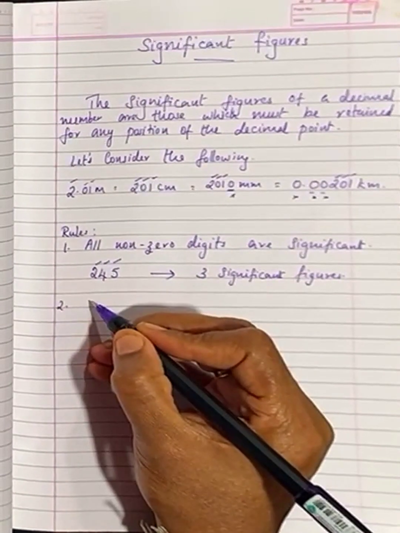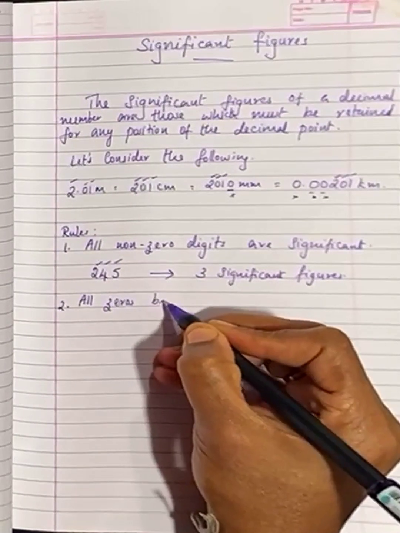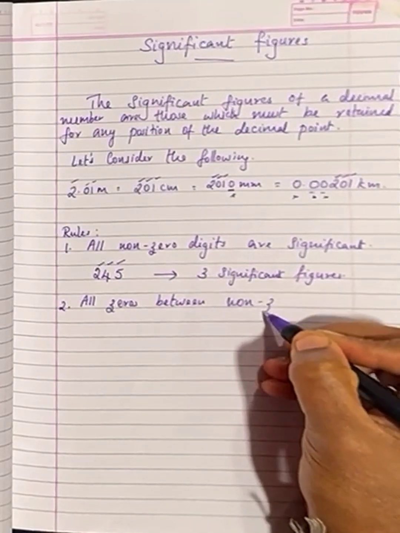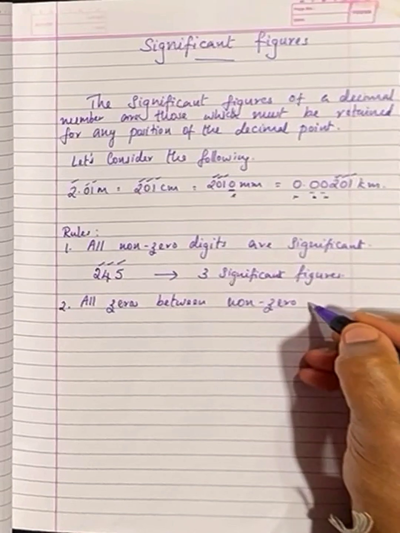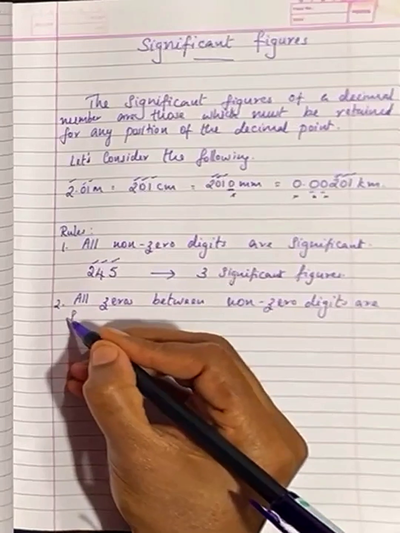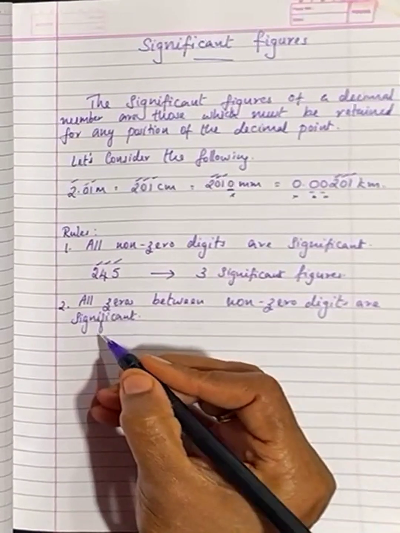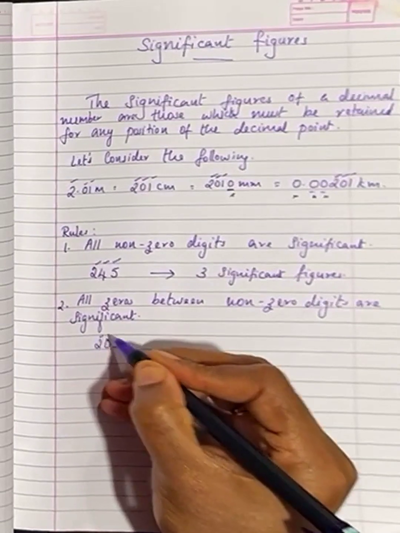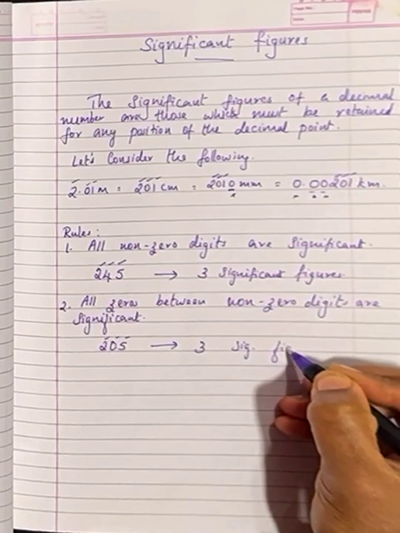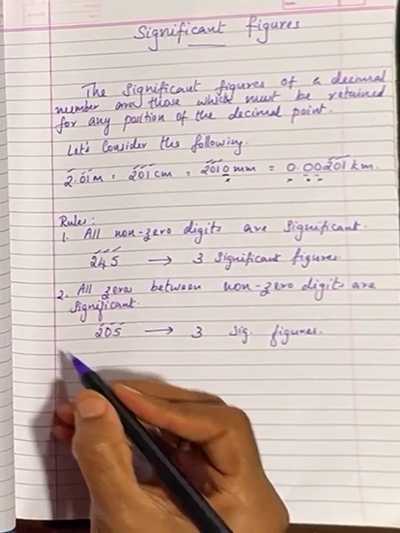Next, the second rule: all zeros between non-zero digits are significant. If you consider any number and a zero is included in between, that is also counted. Suppose we take the number 101. The 0 is in between, so 1, 0, 1 are all considered. Here 205: 2 is considered, 0 is also counted, 5 is also counted. There are 3 significant figures.